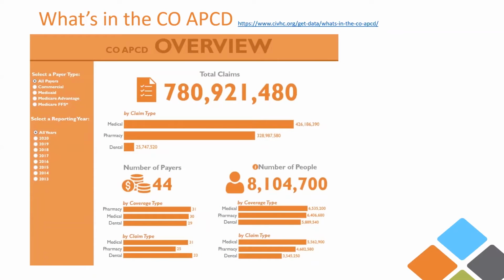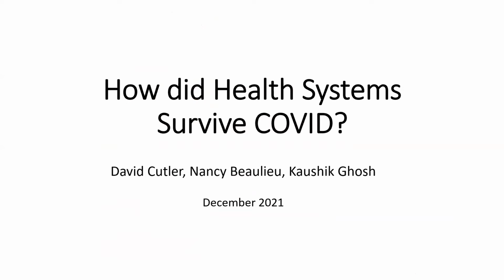Just a little bit about the APCD. We do have a significant number of claims. We're quickly approaching 1 billion claims in the database. We have data from 2009 all the way through 2020, and that's across 44 payers. That's including commercial payers, Medicaid, Medicare Advantage, and Medicare fee-for-service. And it encompasses the wide variety of stakeholders and patients in our state, and the vast majority of patients in our state.